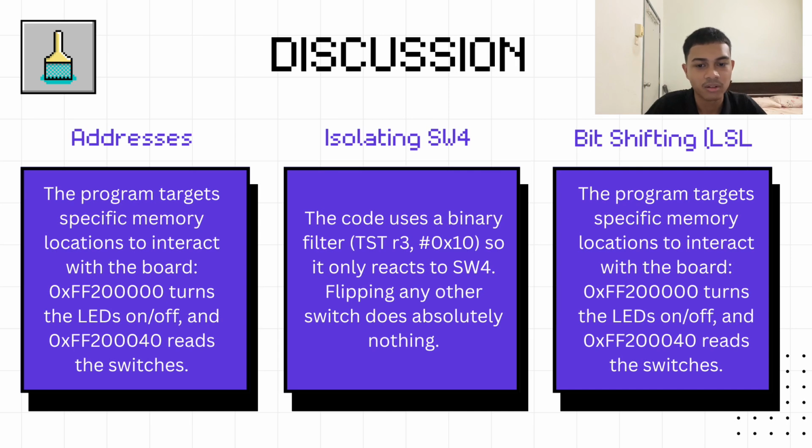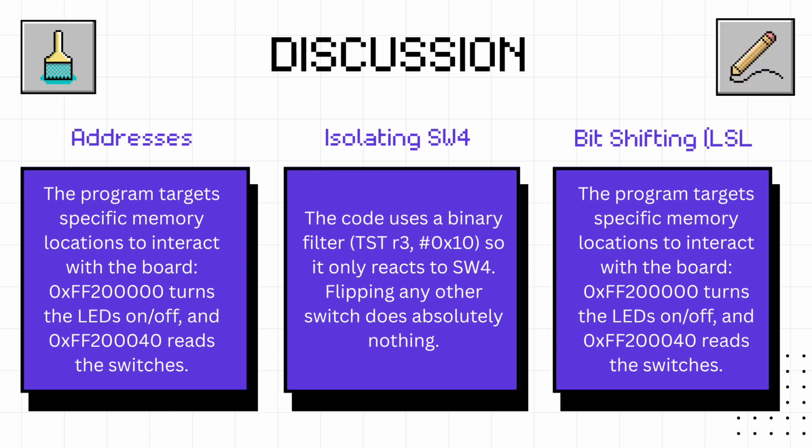We start by loading a basic binary 1 into our register to light up LED R0. From there, the program dynamically slides that bit to the left step by step. This clean arithmetic approach scales up through the registers automatically to light up the next sequence of LEDs.